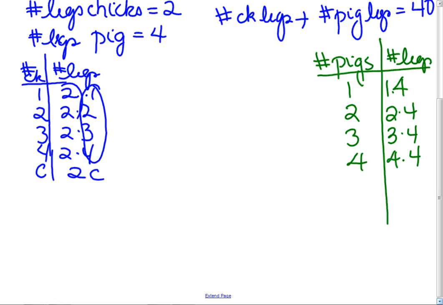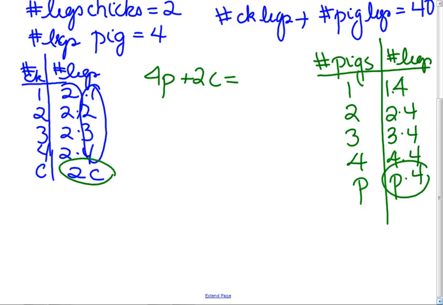Good. Now, how do you get the number of legs? You take 3 pigs times 4 legs per pig. So what if you have P number of pigs? P times 4. So how many legs do you have in all? Well, I have 4 times P for the pigs, and I have 2 times C for the chickens. And how many legs is that altogether?